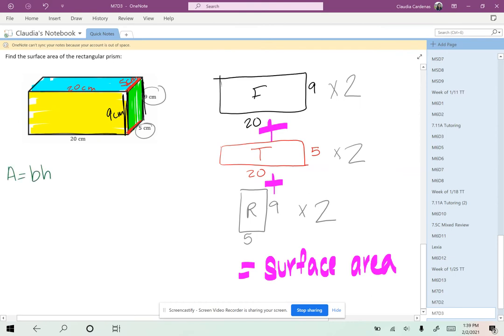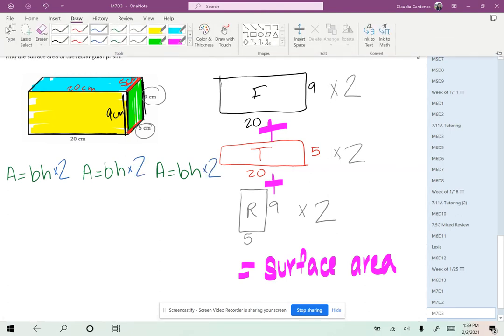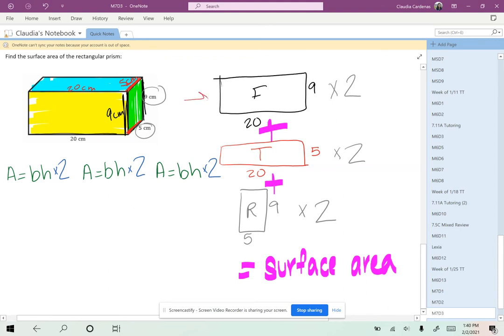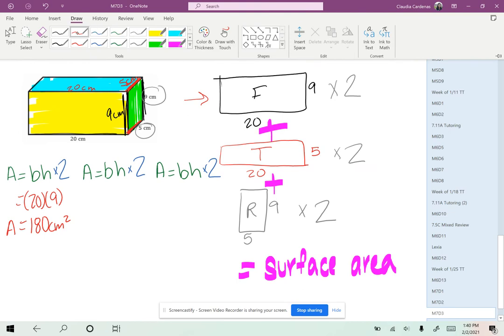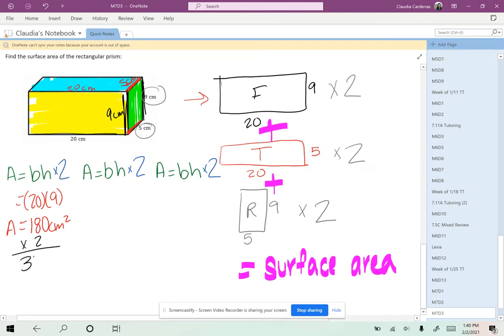So area equals base times height for 3 different shapes, or 3 different types of rectangles. And we know that once we find the base and height of each one, we're going to multiply it by 2. And so now we can start substituting our dimensions. So if we look at the front piece, I know that the base and height is 20 by 9, which gives me an area of 180 squared centimeters for the front. But then we also have to include the back, so let's multiply by 2. So this piece is 360 centimeters squared, the front and the back.